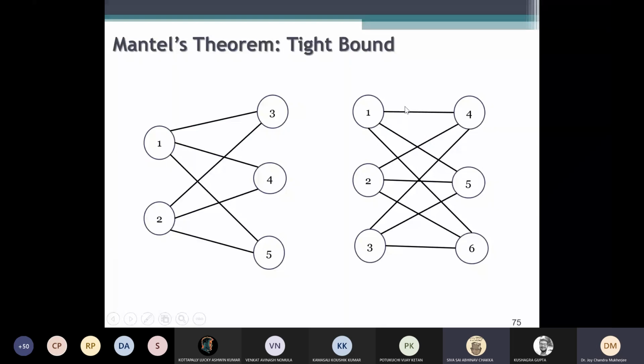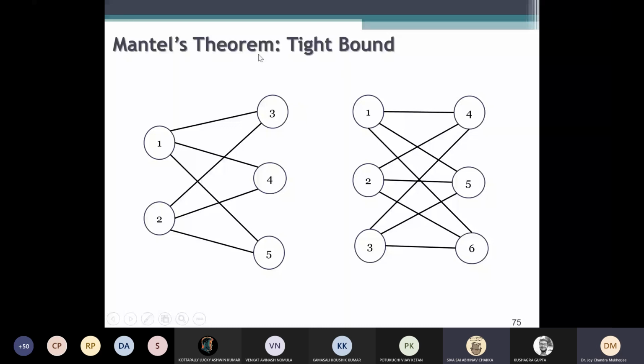Similarly, if n is even, this is n square by 4. So n is 6 here. So 6 square by 4, that is 9. 36 by 4, that is 9. So there are 9 edges in this graph. So it is not only an upper bound, it is also a tight bound.